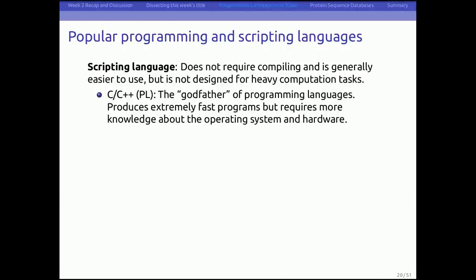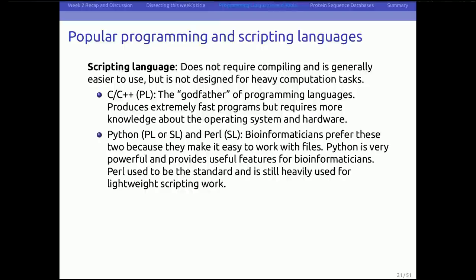So, the first language I want to discuss is C and its derivative, C++. PL in brackets means programming language, by the way. And this is the godfather. If you want to do anything on a heavy computational scale, you're going to be writing in C or C++. Operating systems are written in C and C++. Windows, Mac OS X, GNU Linux, these are all written in C and C++ because they provide the fastest possible execution. On the flip side, it's not very easy to do simple things, and it does require more knowledge about your operating system and the hardware that you use.